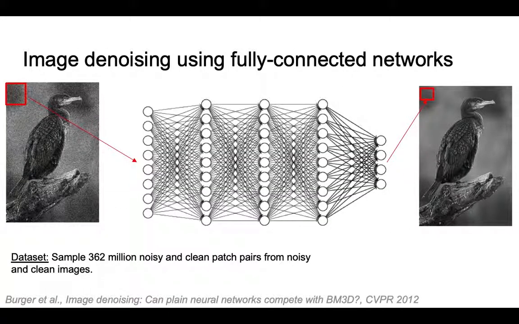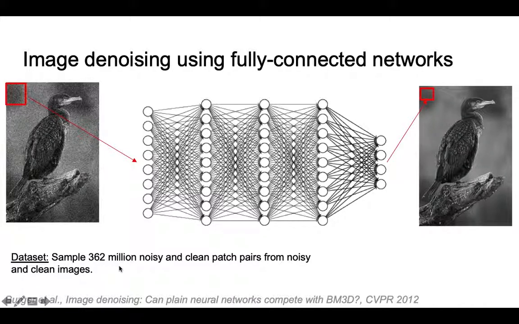So let's see, there was a paper in 2012. What they proposed was to do image denoising. They wanted to just brute force it and take patches from noisy images and clean images. So you take a 16 by 16 patch from the noisy image, and then you regress it to estimate a smaller patch in the denoised image. So they had fully connected networks.